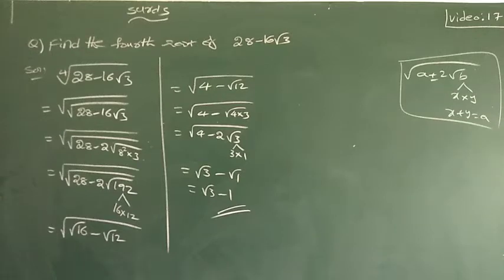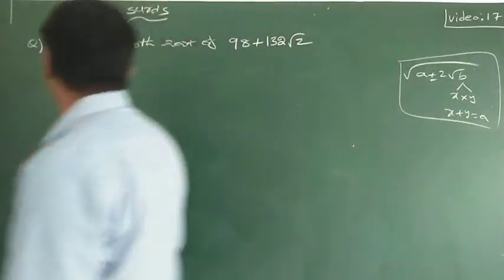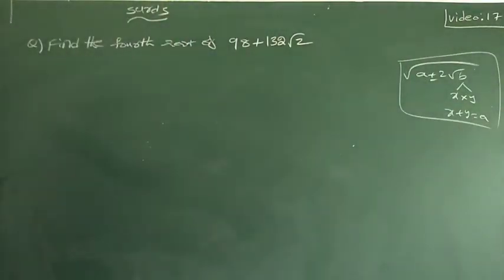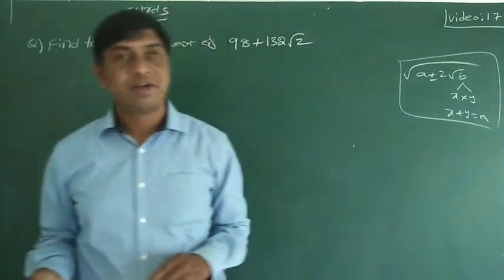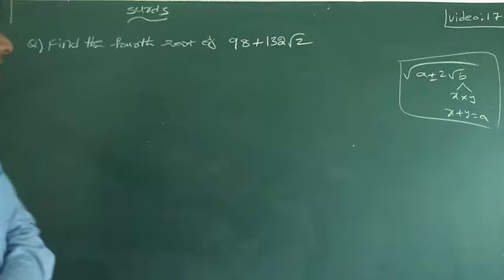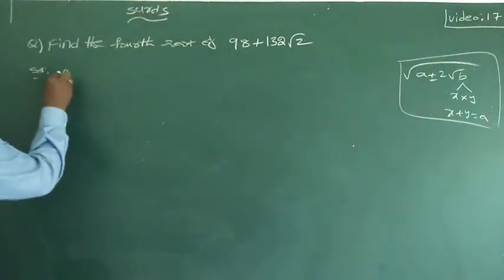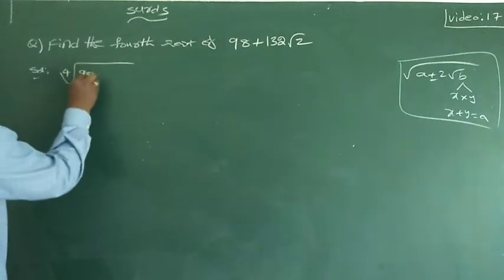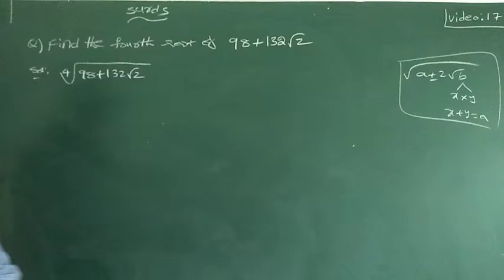In the same way, 2 more problems are there. Please try them. Yes, next problem. Find the fourth root of 98 plus 132 into root 2. Find the square root of 98 plus 132 into square root 2. To find the fourth root of 98 plus 132 into root 2, I need to find this out.